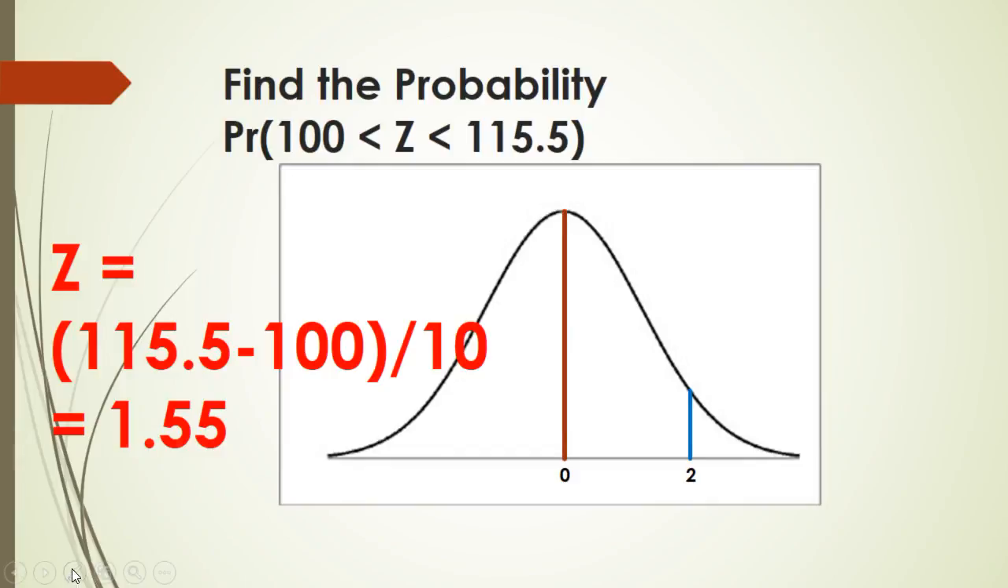I come back here, and I say, okay. That's 0.4394. And that's not 2, that's 1.55. So that's between IQs of 100 and 115.5. What percent of the population has IQs between 100 and 115.5? The answer is 43.94%. Okay?